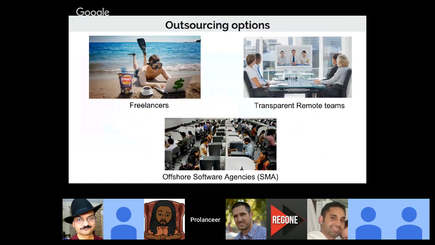So now let's look at some of the outsourcing options that are available in the market. There are primarily 3 options which are available. One is freelancers. Second is transparent remote teams, which is not a very frequently used word. And third is offshore software agencies. So let's look at each one of these options individually and try to understand which option would be right fit for you at what point in time.